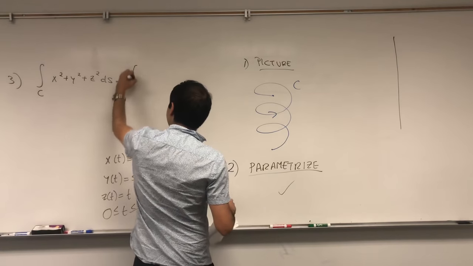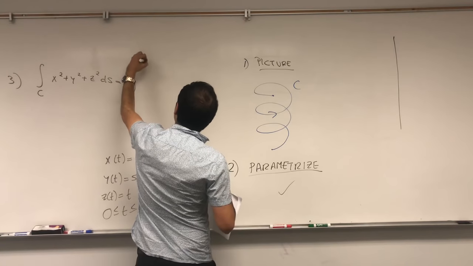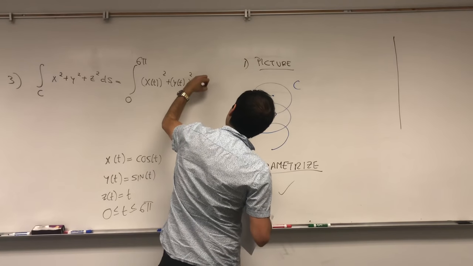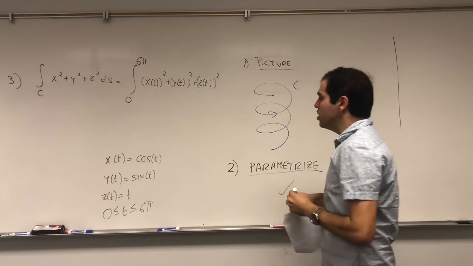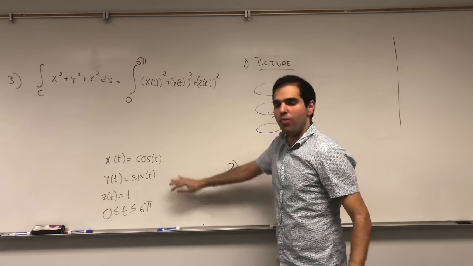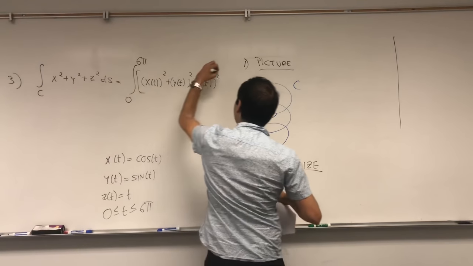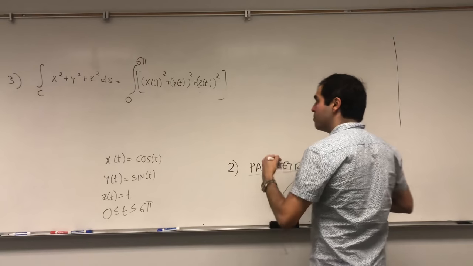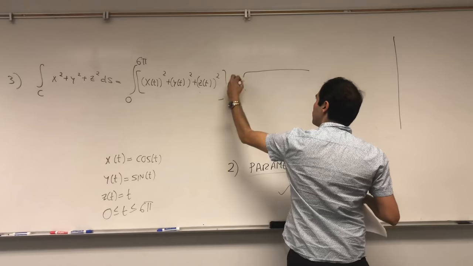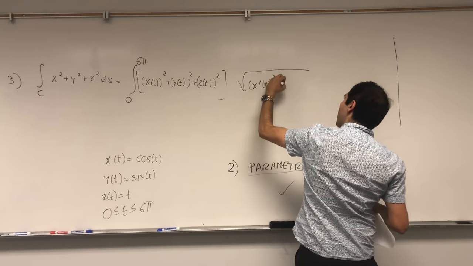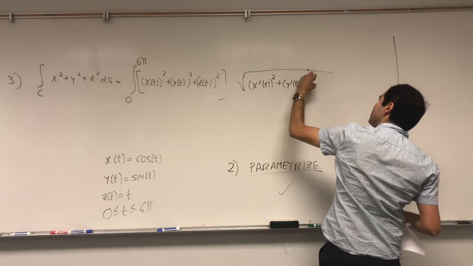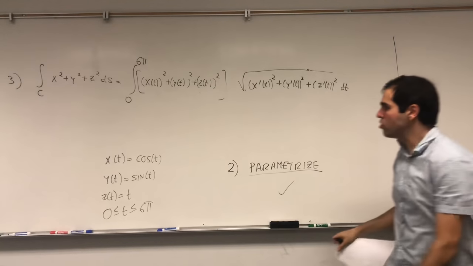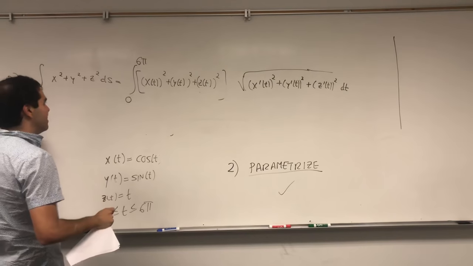Now, that becomes the integral from what to what? From 0 to 6 pi of x of t squared plus y of t squared plus z of t squared. So just like in 2 dimensions, you just replace x and y and now z with the parametrizations, and you multiply this by what? Well, by ds. Before, ds was square root of x prime squared plus y prime squared, but now the only change is it's square root of x prime of t squared plus y prime of t squared plus z prime of t squared dt. See, very similar. You just add this third component.